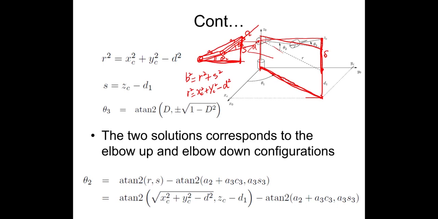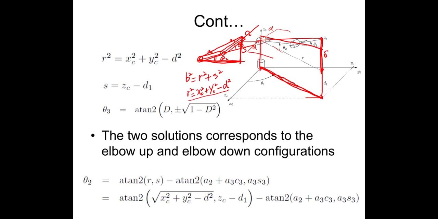If it's the right arm or left arm configuration, and there is a D, then R square will equal XC square plus YC square minus this D square. So this is the general format of how to calculate the R square. And then how about S?